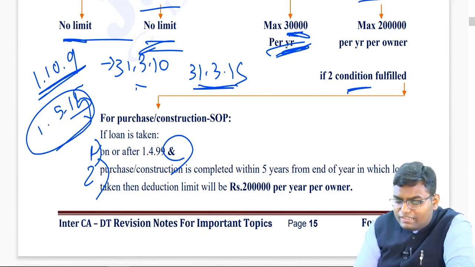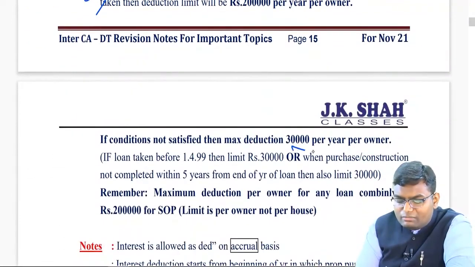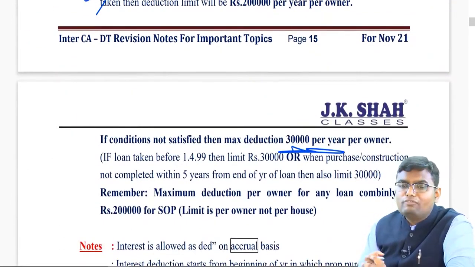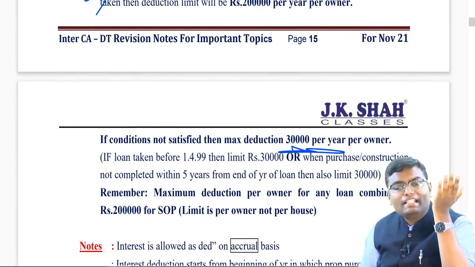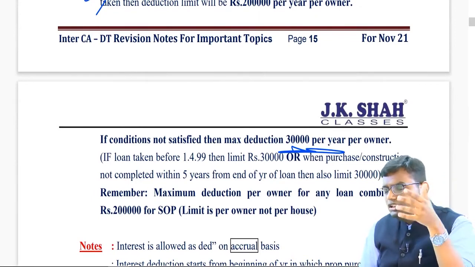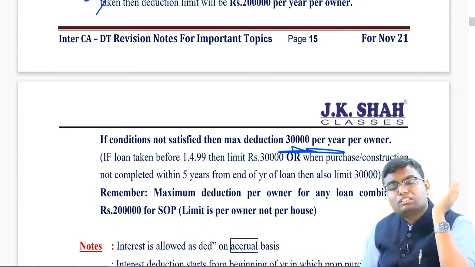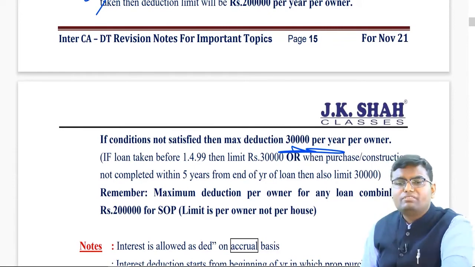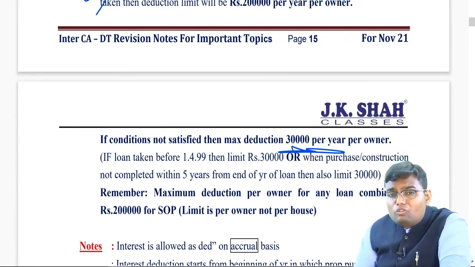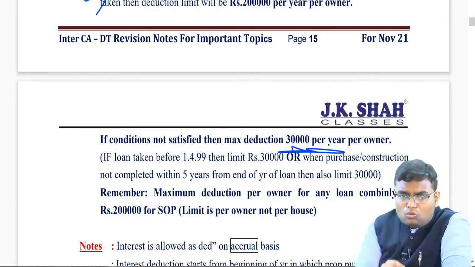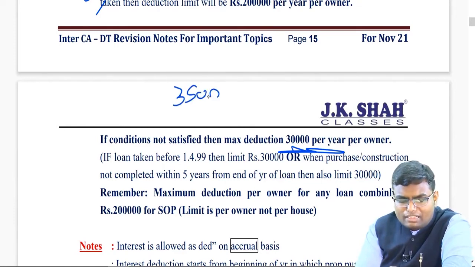If any of these conditions is not satisfied, then the limit of deduction will be 30,000 per year per owner. It won't be rupees 2 lakh. So if the loan is taken prior to 1st April 1999, 30,000. If construction is not completed within 5 years, then also 30,000. If both the conditions are satisfied, then the limit will be rupees 2 lakh. Here one more point. This limit of rupees 2 lakh is not per house, it is per owner. Let's say I am an owner, I have two self-occupied properties. One for which I have taken the loan for repair, the interest I have paid is 35,000.